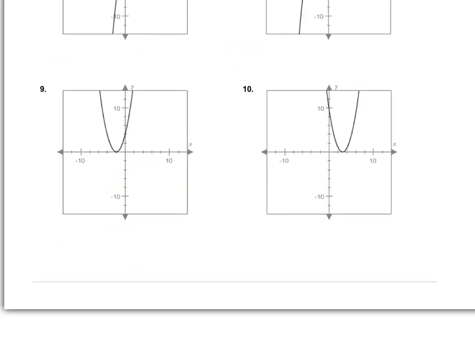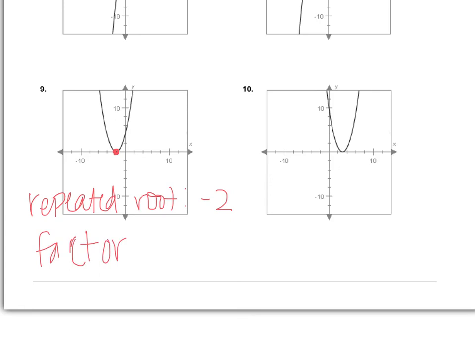I realize you don't have 9 and 10 in your notes anywhere, but I wanted to talk about at least one of them with you, just to go over this whole double root thing, repeated root. This one right here only touches the graph one time, so it's called a repeated root. The root is actually at -2, so the factor is x plus 2 squared, or x plus 2 times x plus 2.